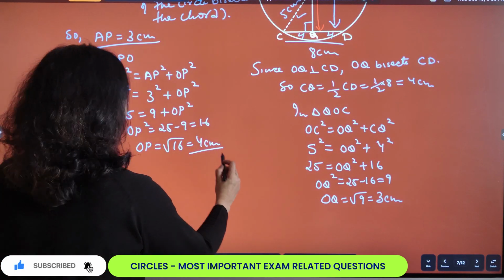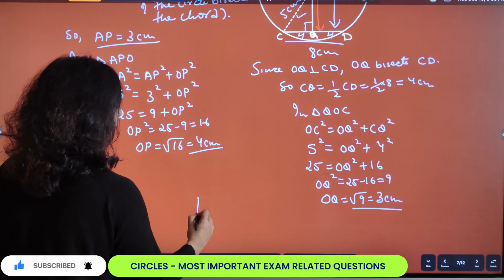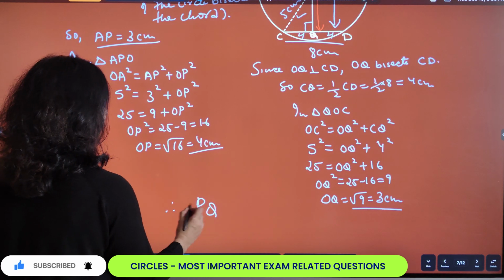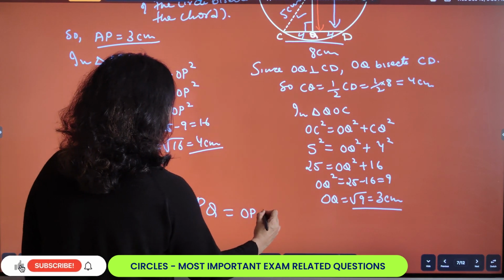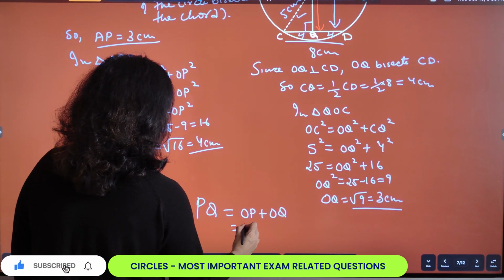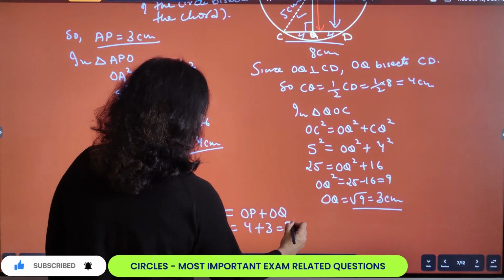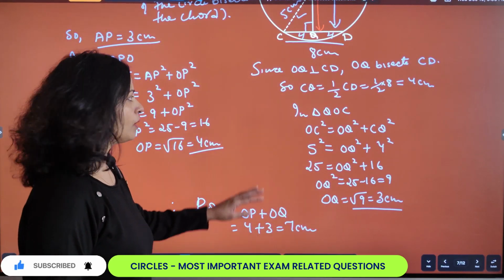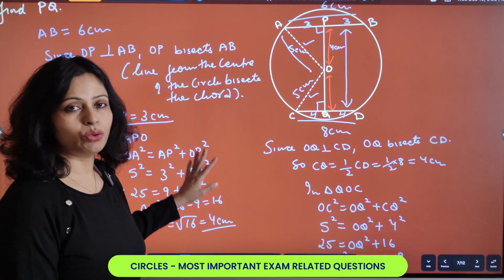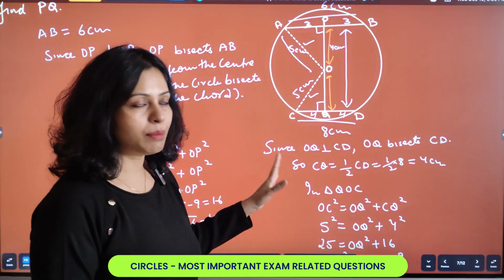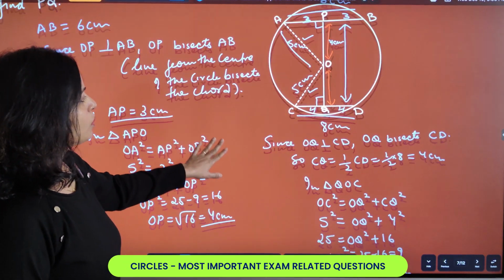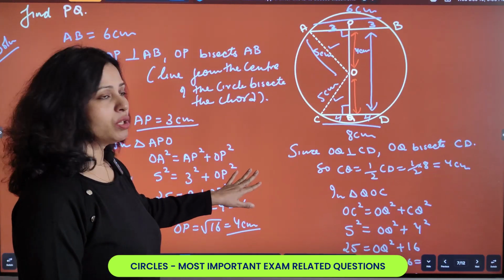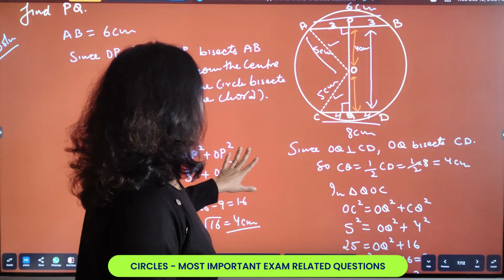So we got OP and we got OQ, and we need to find PQ. Therefore PQ is equal to OP plus OQ, that is 4 plus 3, 7 centimeters. So this is also a very good question, can be asked for a 3 marker. You can pause the video and note it down also.